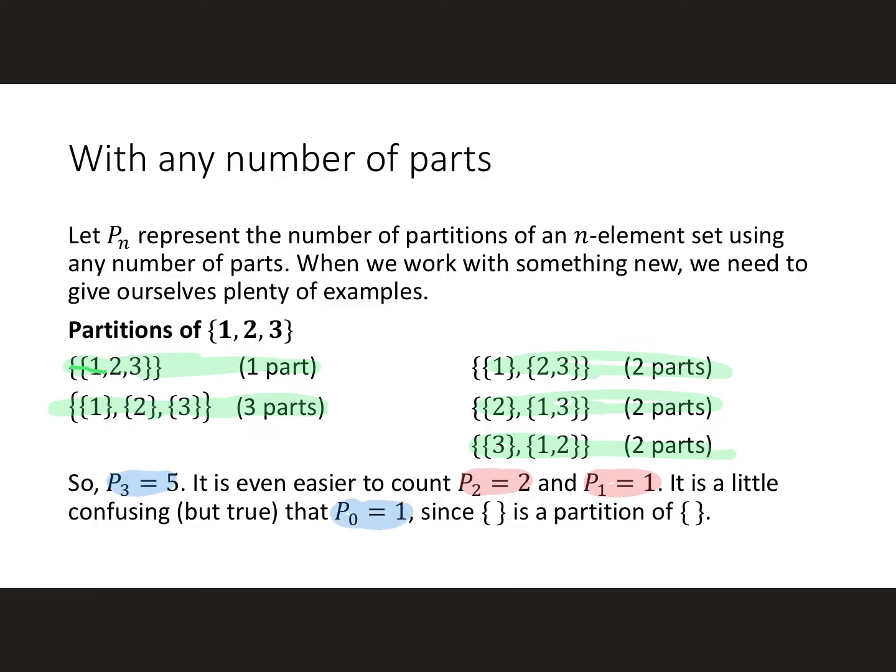And the weird case that's important for this video is this very technical case that P of 0 is 1, really just because of the technical definition here: the empty set is a partition of the empty set. If you look at the definition of a partition, then this really is true. It seems like a dumb thing to say, but for this particular video, we'll see why we need to include that.